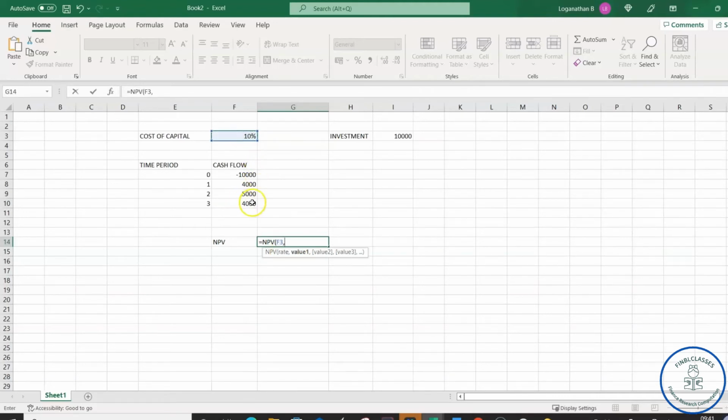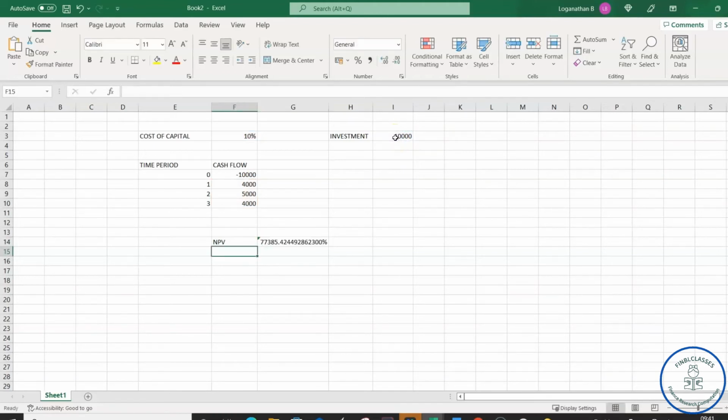Here you have to select only the cash inflow. So I'll be selecting the cash inflow, which is in the cells from F8 to F10. So shift down arrow, then close the bracket, then minus, then you have to do the investment, which is 10,000, right? So 10,000 is the investment. I'll be selecting this cell called I3, then enter.